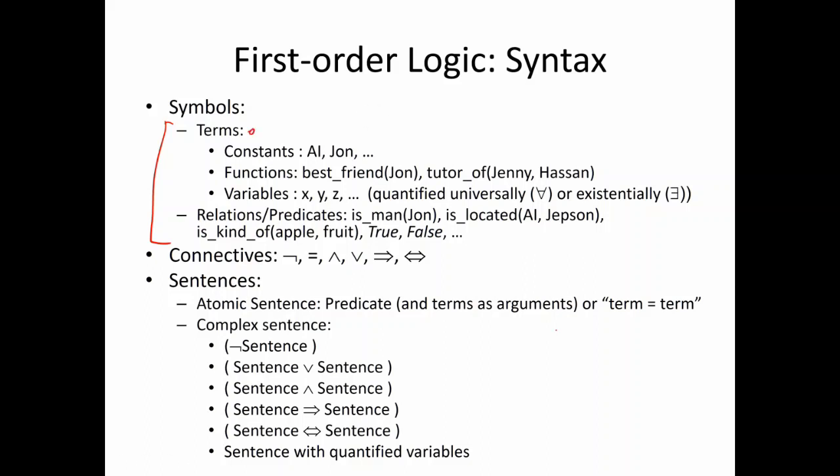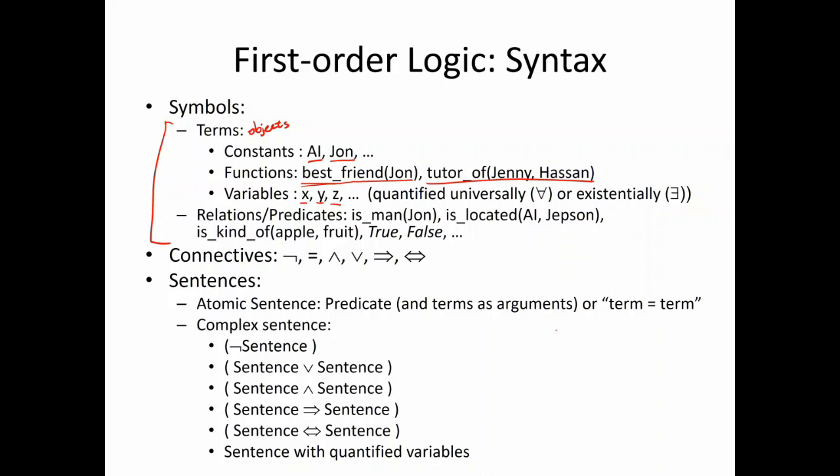Terms represent objects. So constants are just objects that do not change. Functions refer to an object using another object. So best friend of John refers to an object who happens to be the best friend. And tutor of Jenny and Hassan refers to an object who happens to be the tutor of Jenny and Hassan. And we could also have variables, and just like variables in programming, they can refer to different objects.